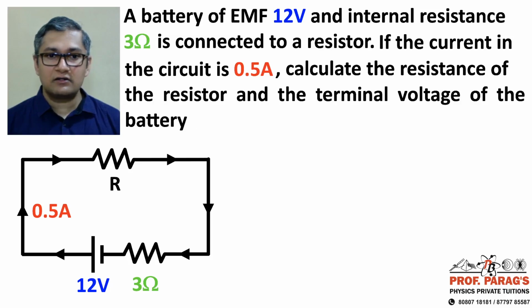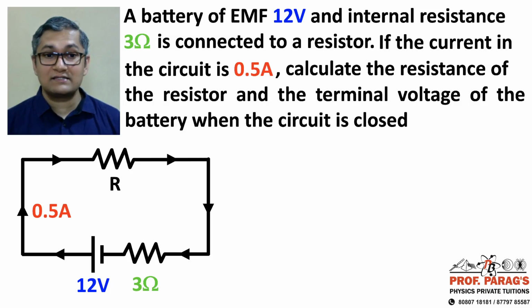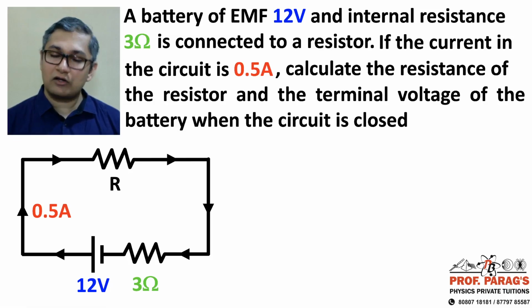Calculate the resistance of the resistor and the terminal voltage of the battery when the circuit is closed. So we need to find out this external resistance R, and the terminal voltage of the battery. What does terminal voltage mean? That means the voltage across the cell. Terminals means the positive and the negative terminal. So what is the voltage across the cell? That's what I have to find out. So basically I have to find out PD.